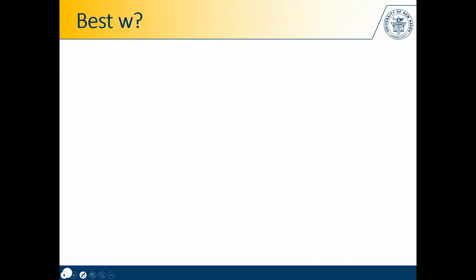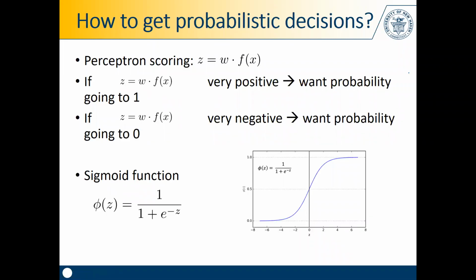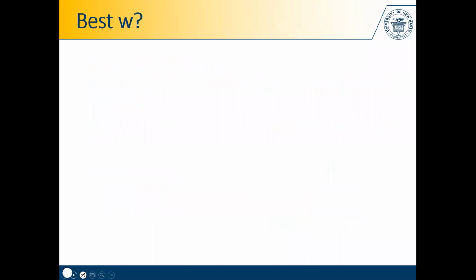Now, given the probabilistic mapping of scores to probabilities, or given this formulation of probabilistic decisions, how can we find the best W's? Well, we've already seen a method that helps us find the best W. We saw it last week. It's a maximum likelihood estimation method.